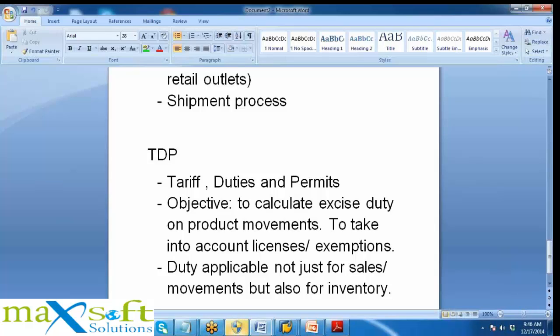Are you clear what the TDP module is now? What it is trying to do? What is the business difference? Srisha? Yes. Prasant? Yeah, go ahead.